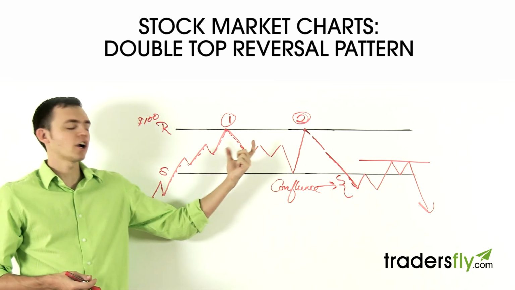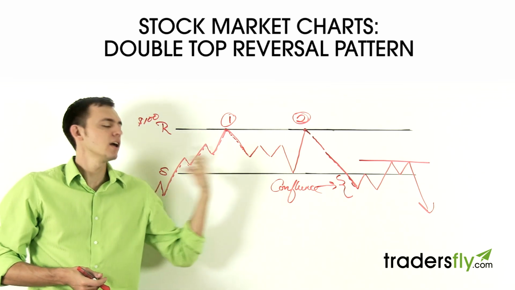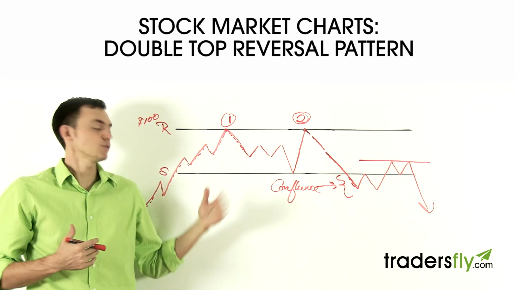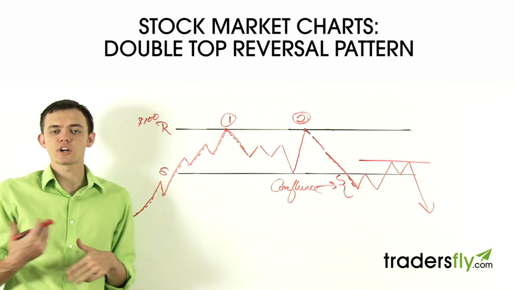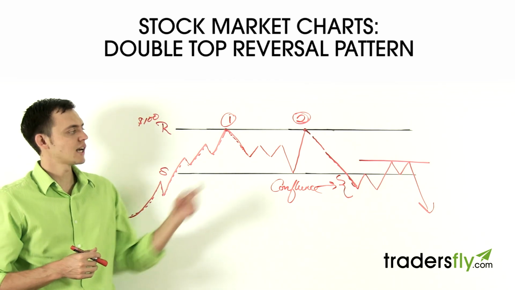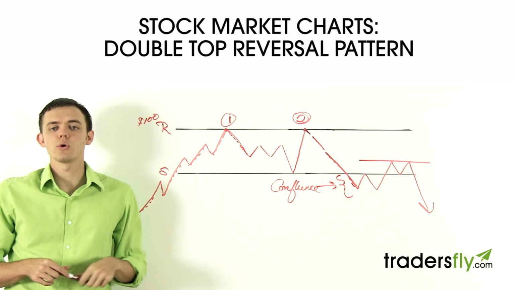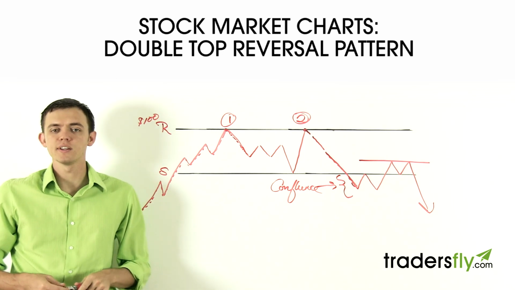Usually double tops are shorter in time horizon than double bottoms. Double bottoms or support lines take longer to create. Double tops are slightly shorter. So if you're comparing the two within one stock, usually the double top will be shorter and takes less time to develop than the double bottoms.